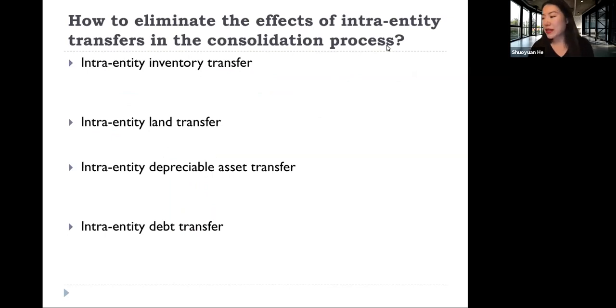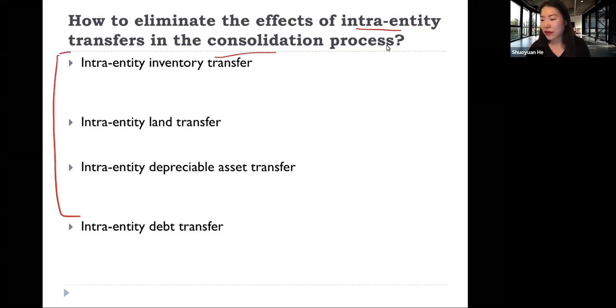And then how do we eliminate the effect of intra-entity transfer in the consolidation process? We just talked about, for intra-entity asset transfer, we have intra-entity inventory transfer, land transfer, and depreciable asset transfer. And we also have intra-entity debt transfer. I'm just going to give you an overview here, and then we're going to talk about it in the next few classes. To eliminate intra-entity inventory transfer, we have 3 consolidation entries: consolidation entry TI, consolidation entry G, and consolidation entry *G.